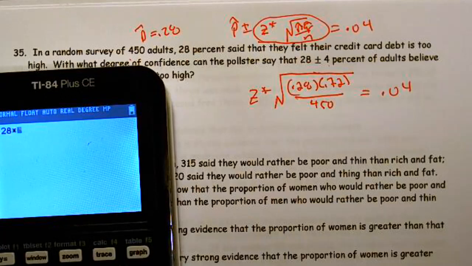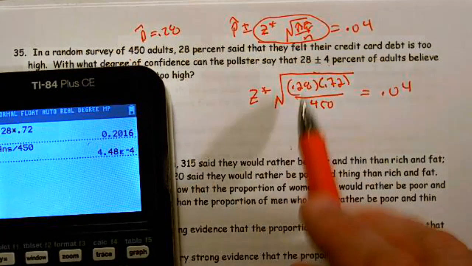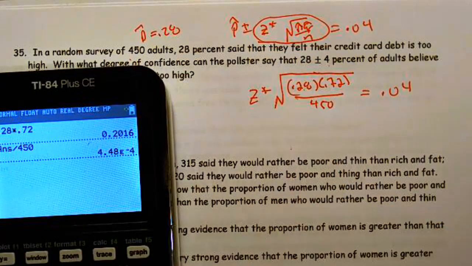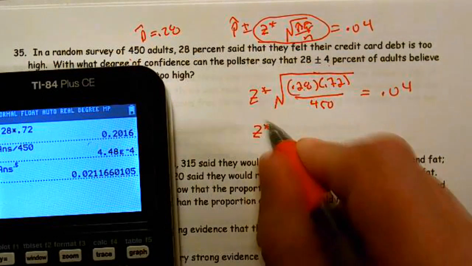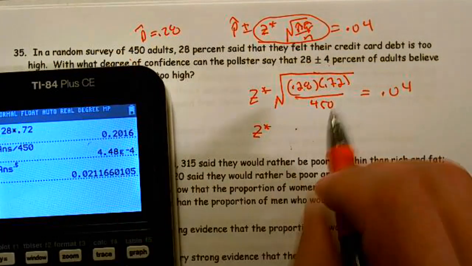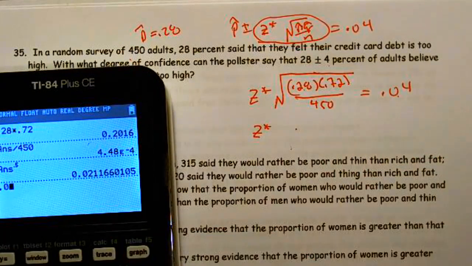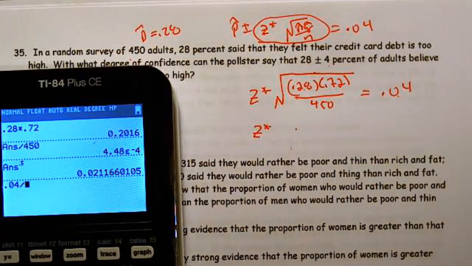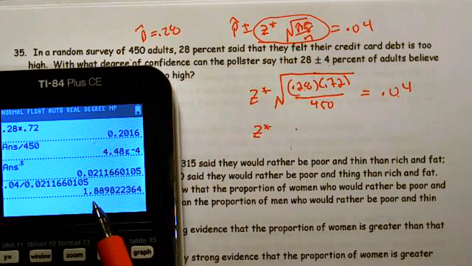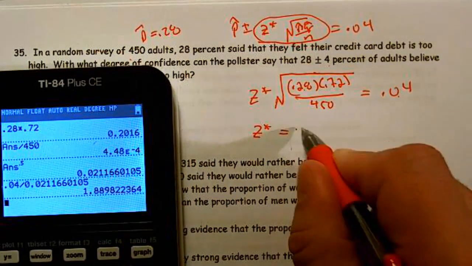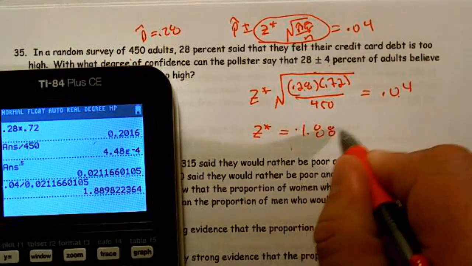0.28 times 0.72 divided by 450. And I'm going to go ahead and take the square root of that, caret 0.5. So z star times this small value. So I'm going to take 0.04 and divide it by what I just calculated. And I get 1.889.